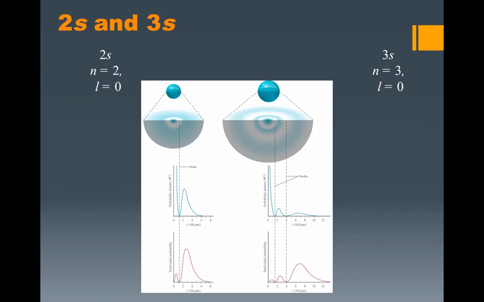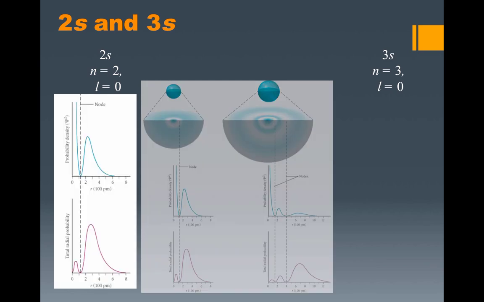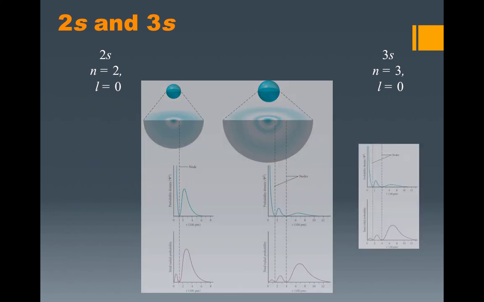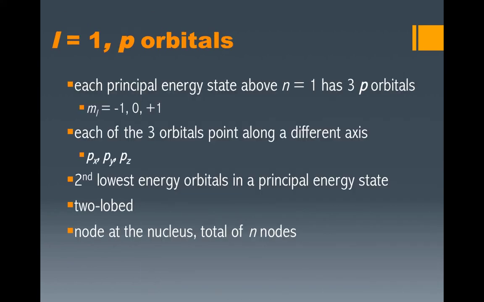An s orbital is spherical. A p orbital is like a dumbbell or two balloons tied together. A d is like four balloons tied together, and an f is like 8 balloons tied together. So the s orbital has a value of L equals 0. It is a spherical shape. It is the lowest energy orbital in a state, and its nodes are n minus 1. So if it's a 1s orbital, it has 0 nodes. The 2s and the 3s get slightly larger as they go up. So 1s has less energy than the 2s, so on and so forth.